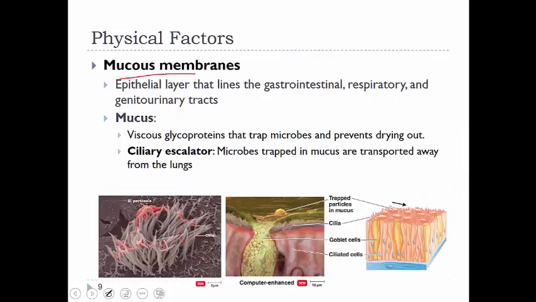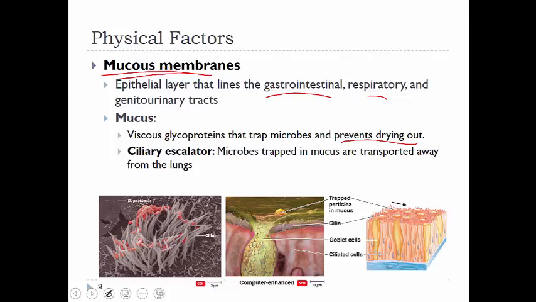Your mucous membranes are in your gastrointestinal, respiratory, and genitourinary tracts. And these mucous membranes produce glycoproteins that get microbes stuck. If you have, let's say, sinus drainage, that is there to actually wash out that area and carry those microbes down into your digestive tract where they're going to die. It also helps prevent those tissues from drying out because of where they're at.